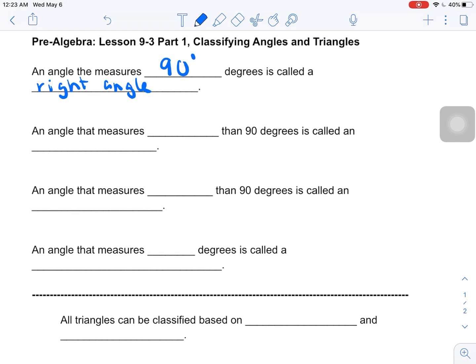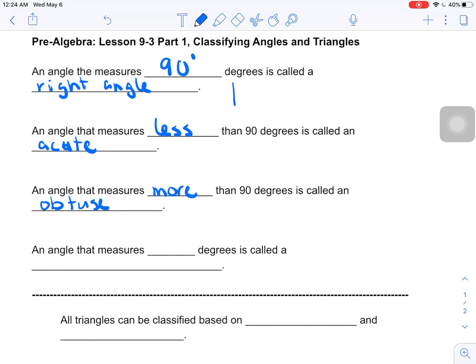Other angles we can classify compared to a right angle. So if I take the angle and I make it smaller, so an angle that measures less than 90 degrees, now it's not a right angle anymore because I made it smaller. Now it's an acute angle. So acute angles are angles that are smaller than 90 degrees. Now if I do the opposite, if I take my right angle and I make it bigger, more than 90 degrees, again, it's not a right angle anymore because I just made it bigger. If I make it more than 90 degrees, now I have an obtuse angle.